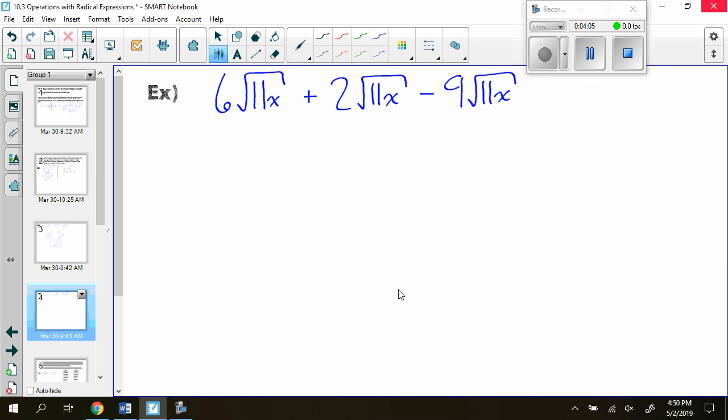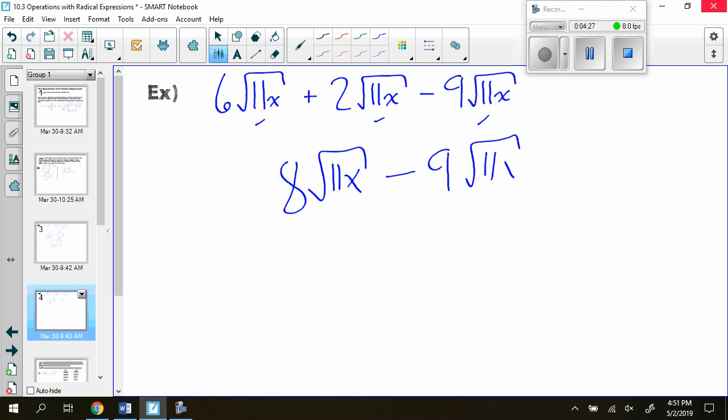All right, welcome back. I've got 6 times the square root of 11x plus 2 square roots of 11x minus 9 square roots of 11x. So again, notice how all of the radicals match. That's good. That's a benefit for us. It's less work for us if that's the case. I've got 6 plus 2, which is 8. Keep the radical the same, square roots of 11x minus 9 square roots of 11x.